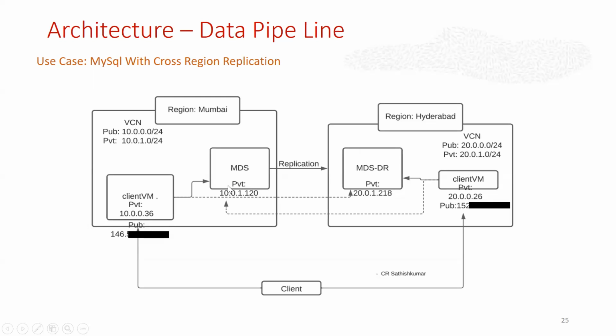So we have a client compute VM in the Mumbai region to connect to the MDS primary in Mumbai. And this client VM can connect to the MDS DR, which is running in the Hyderabad region. And there is one more compute VM which can connect to the DR side and the primary side. So this is the pipeline.